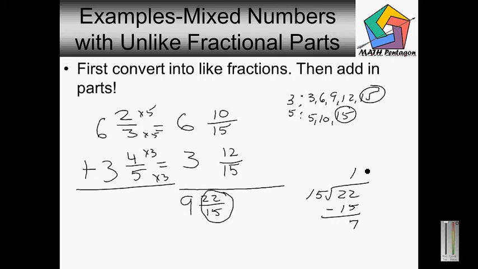So we will write out the mixed number like this. 15 times 1 is 15 plus the 7 is 22, and you can see it matches. So then you would do 9 plus 1 and 7/15. You add the whole numbers, 9 plus 1, and that's 10, and the fractional part is 7/15. So our final answer would be 10 and 7/15, and that's our final answer to this problem.